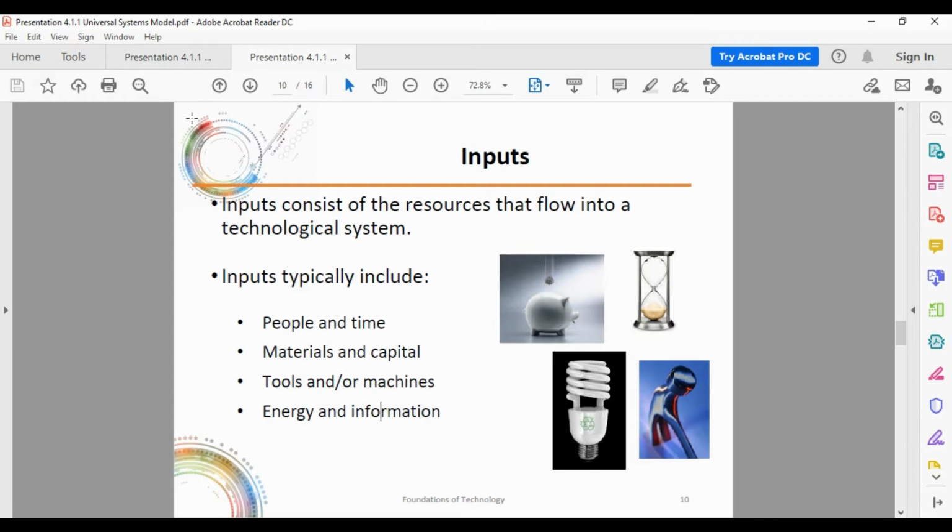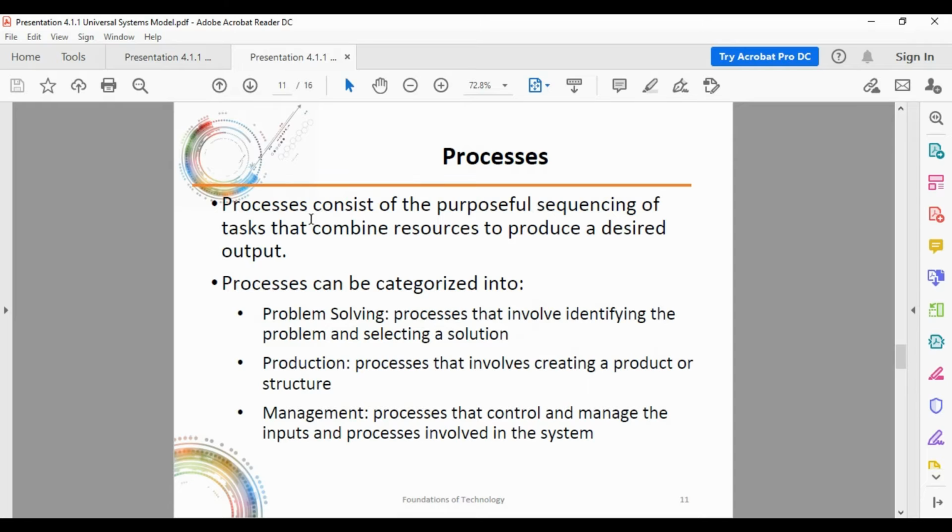When I'm talking about these, think large scale. Think about things like the economy or an entire industry. When I'm talking about these systems, I'm not talking necessarily about an individual item. I'm talking on a much larger scale.